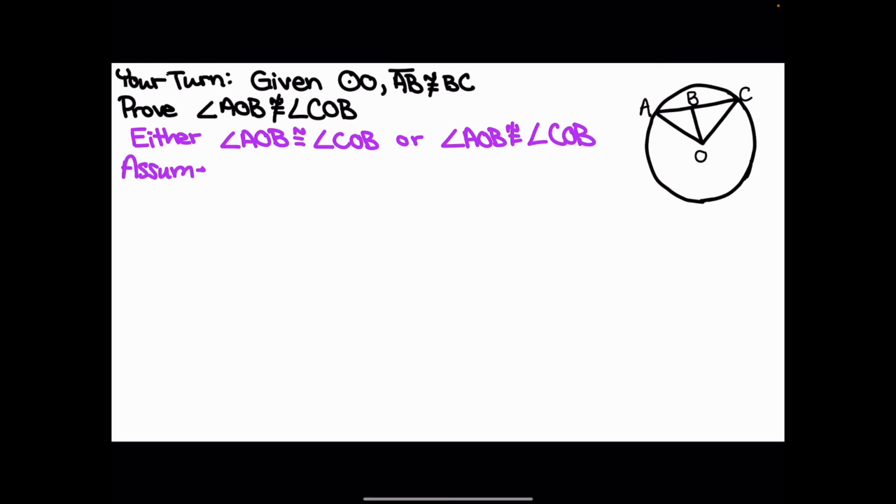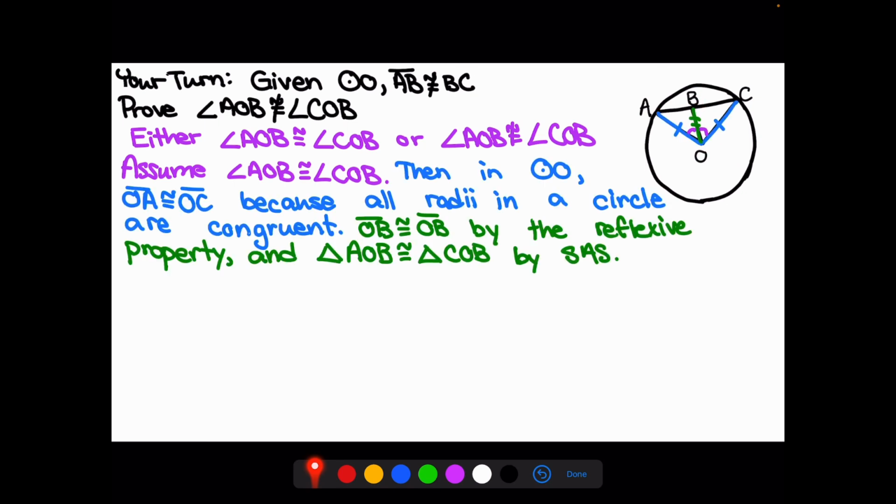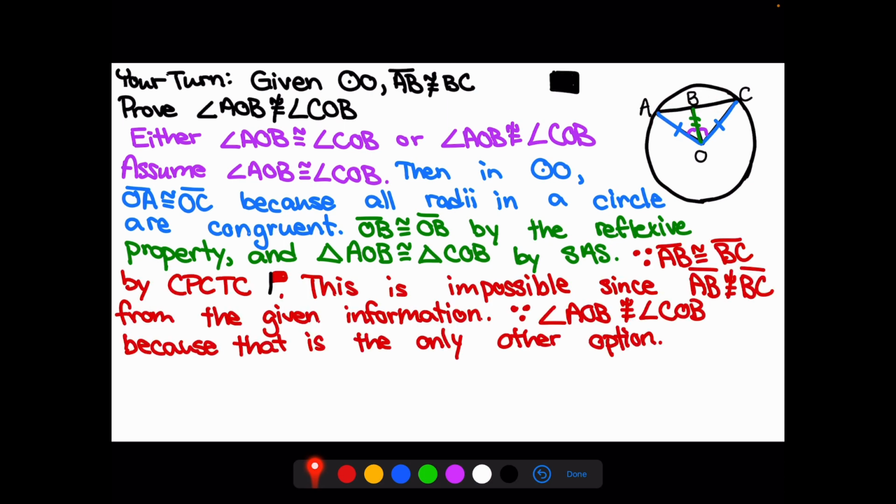So we're going to assume that angle AOB is congruent to angle COB. If that's the case, then AO is congruent to OC because they're both radii in a circle. Further, OB is congruent to itself by the reflexive property, which would make triangle AOB congruent to triangle COB by side, angle, side. If these two triangles are congruent by side, angle, side, then I should be able to say that segment AB is congruent to segment BC by CPCTC. However, this is a contradiction because AB cannot be congruent to BC.